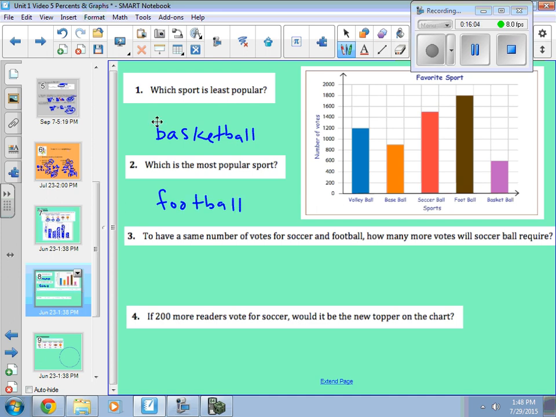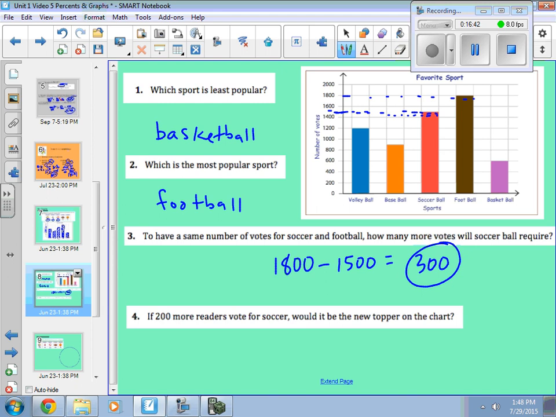Suppose you want the same number of votes for soccer and football. How many more votes will soccer require? Well, we know from before, or looking at our bar graph here, that soccer has 1,500 people that indicated it was their favorite. It's halfway in between there. Football you can see is 1,800. If you want to know how many more, we'd want to find the difference, subtract. So it looks like 300 is the answer. So for question 4, 200 more readers voted for soccer.